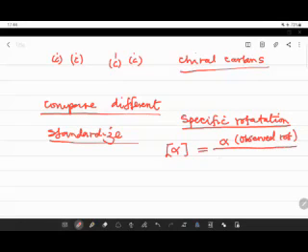divided by the concentration, and here it has to be in gram per milliliter, multiplied by the length of the cuvette, or what you call the cell, the container in which you put the sample. The length of that container is what I'm talking about. It's called a cell, and it has to be in decimeters.